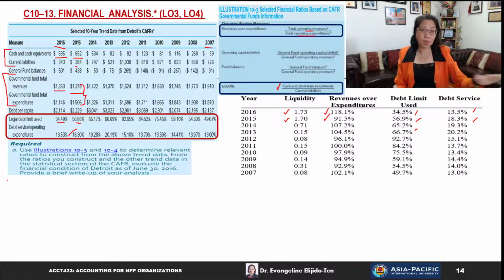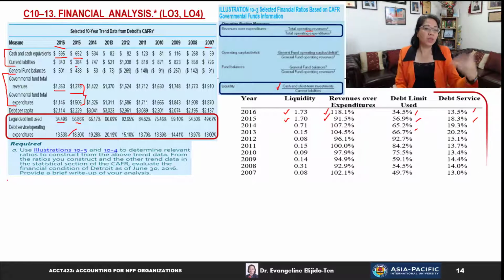Once we have tabulated these, as you can see, the calculation is actually very simple. What is important, though, is the interpretation: how we use this information, these key ratios, to make an informed judgment or analysis.